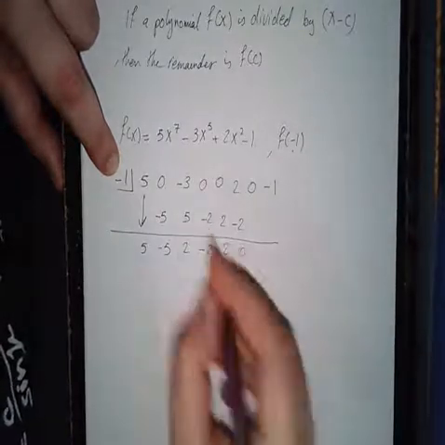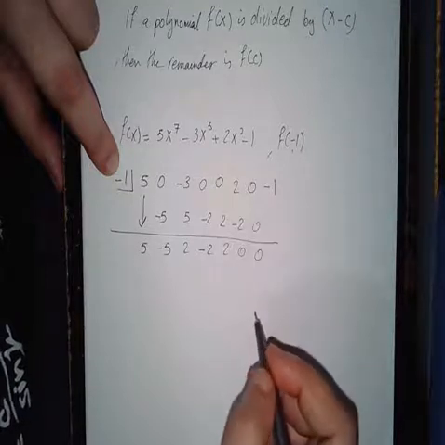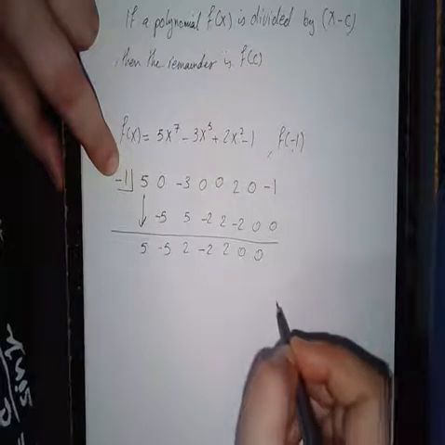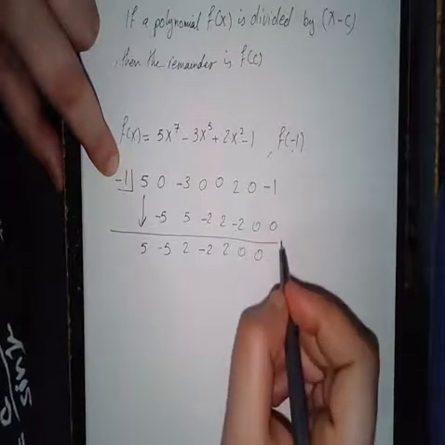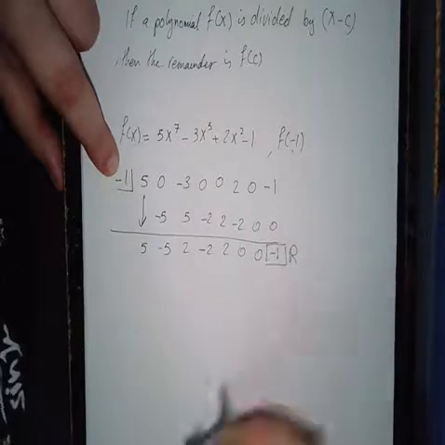0. 0 times -1 is still 0. 0 plus 0 is 0. 0 times -1 is going to give you another 0. So the answer over here is going to be 0. And then 0 and -1 added together gives you the answer -1, that being your remainder.